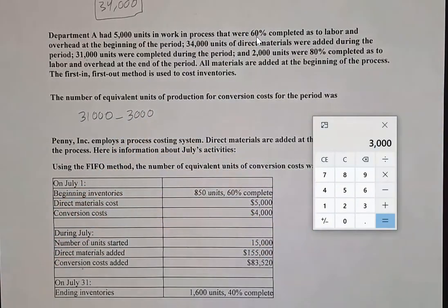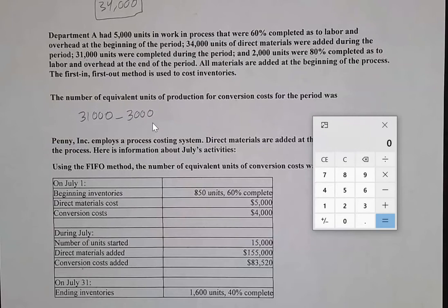Okay, so 3,000 equivalent units were already done. And if we wanted to, we could take 40% times 5,000. And this 2,000 is the amount that we actually completed in the period, and it's already part of this 31,000 here. Okay? But 31,000 minus the portion of conversion costs that were completed in the prior period.